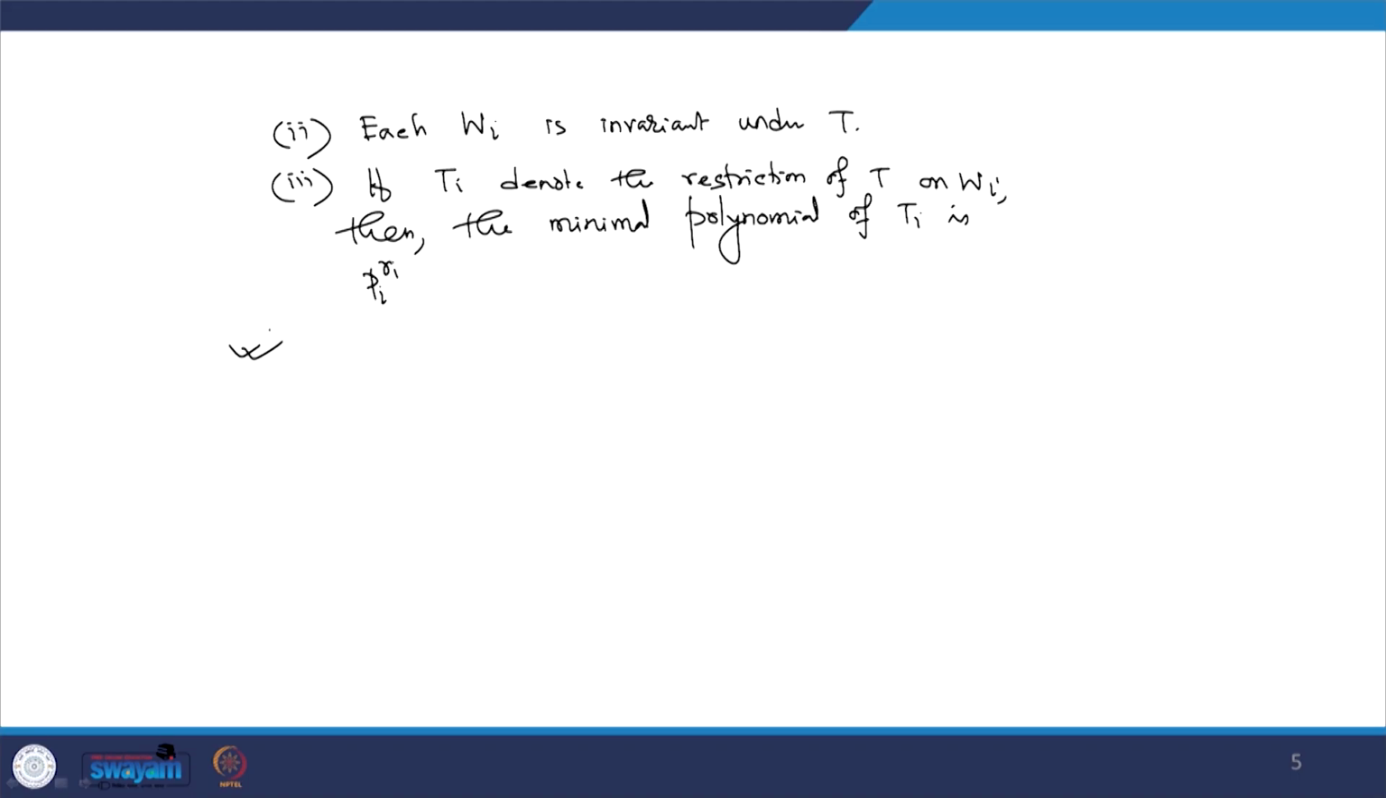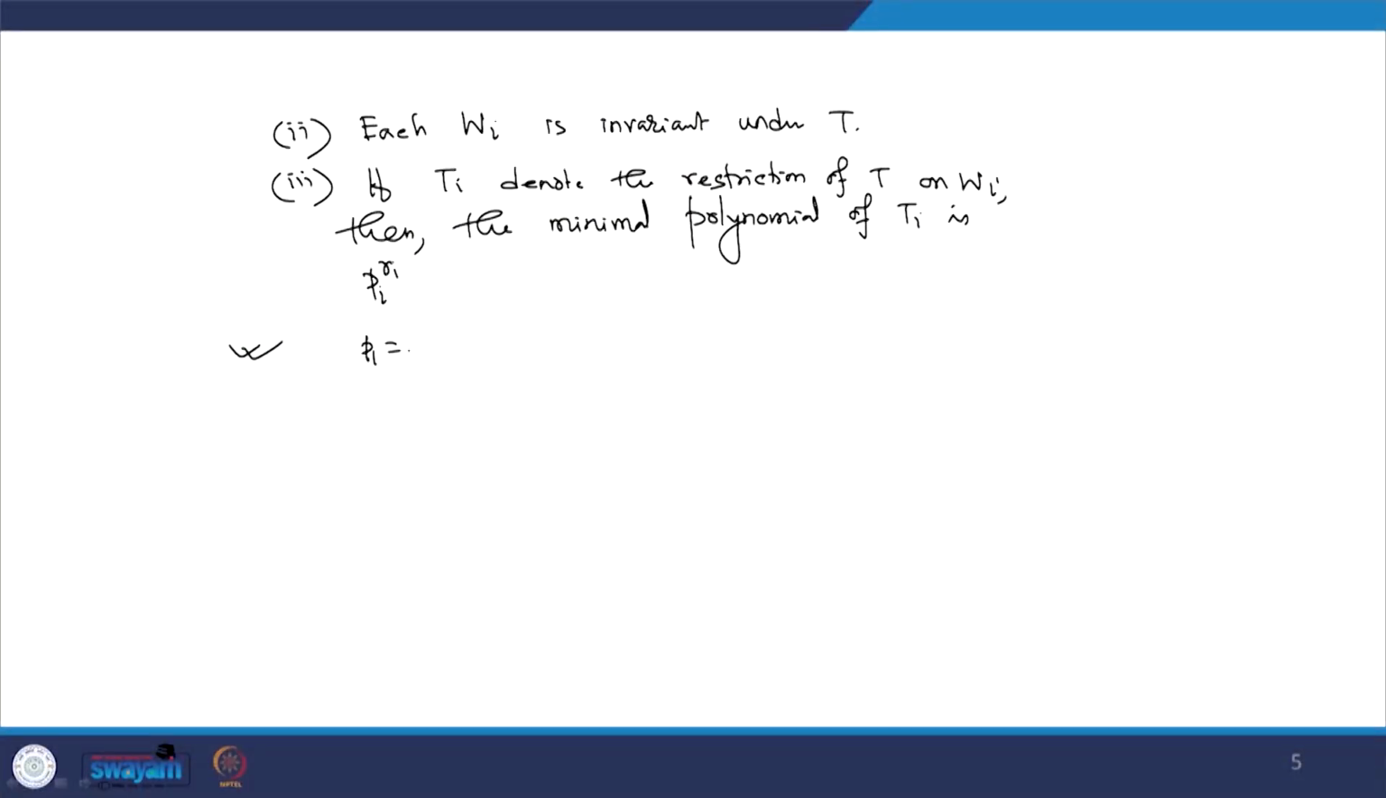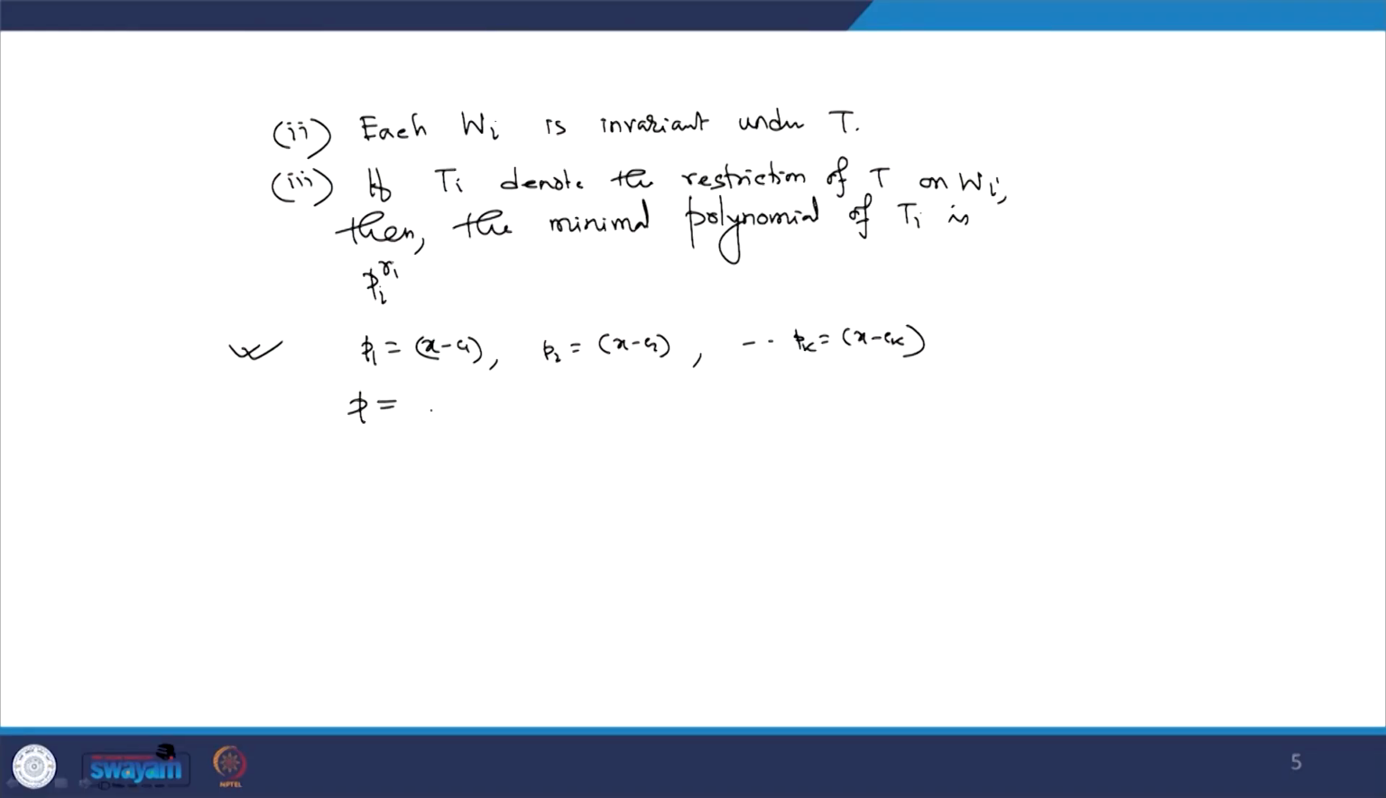So, let me consider the situation when the monic irreducible polynomials P1, P2, ..., Pk are basically first degree linear factors. That is, P1 equals x minus c1, P2 equals x minus c2, and so on, Pk equals x minus ck. I mean to say, when the field is algebraically closed, under that situation I can write each monic irreducible polynomial as a product of linear factors.